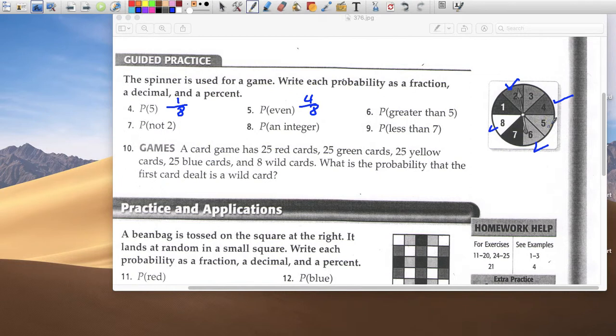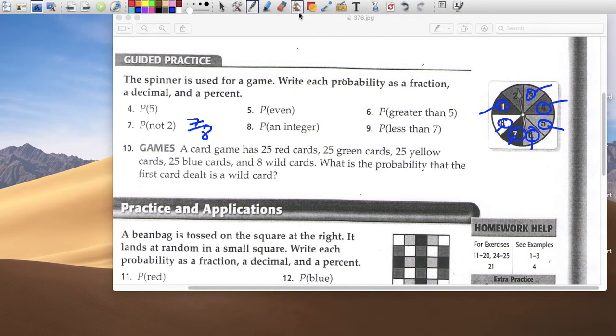Greater than 5, so 6, 7, 8. This is greater than 5, this is greater than 5, and this is greater than 5, and 3 out of 8. Not 2, so I want anything but 2. So this is okay, this is okay, this is okay, this is okay, that's okay, 8, that's okay, and that's okay. So the 2 is not okay, so I have 1, 2, 3, 4, 5, 6, 7. 7 out of 8 chances to not land on 2.